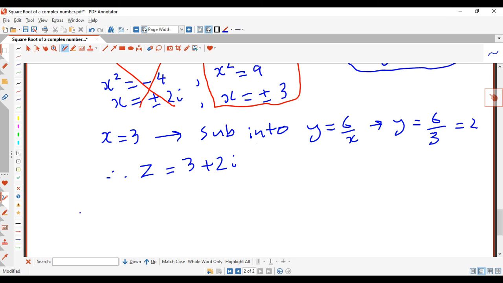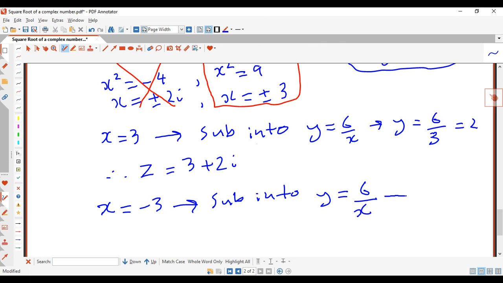And the other solution, of course, is you've got x equals minus 3. You'll sub into y equals 6 on x. That's going to give you y equals 6 on negative 3, which is negative 2. Okay, so therefore, z is equal to negative 3 minus 2i is the other solution.